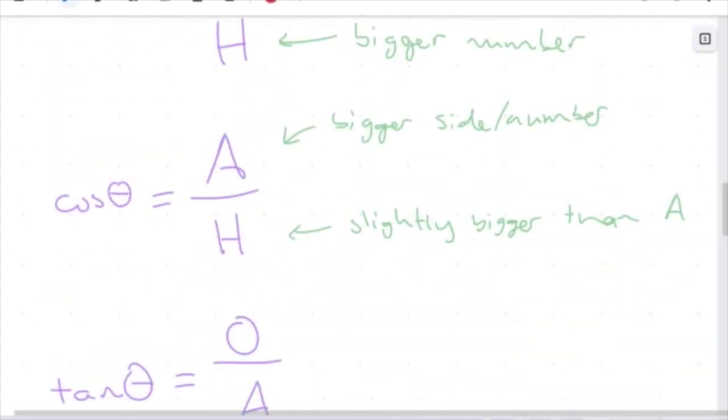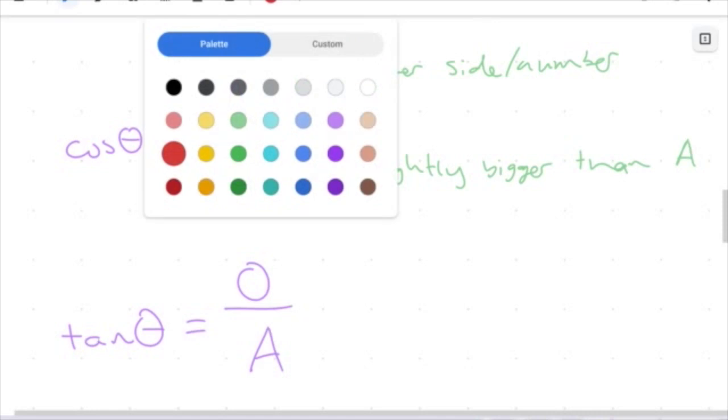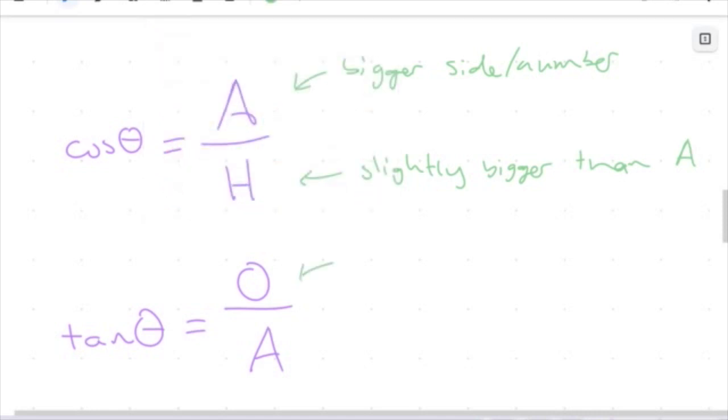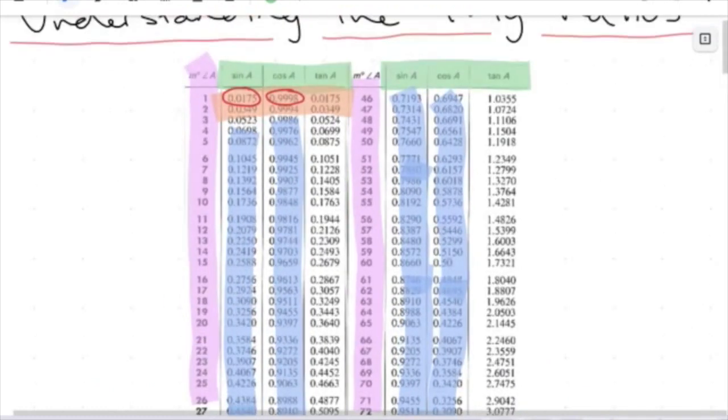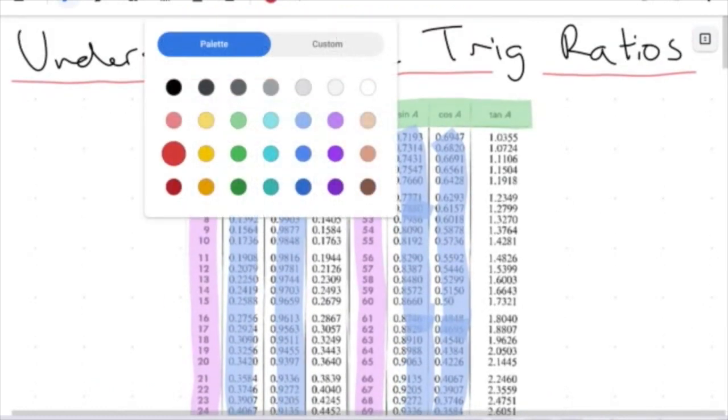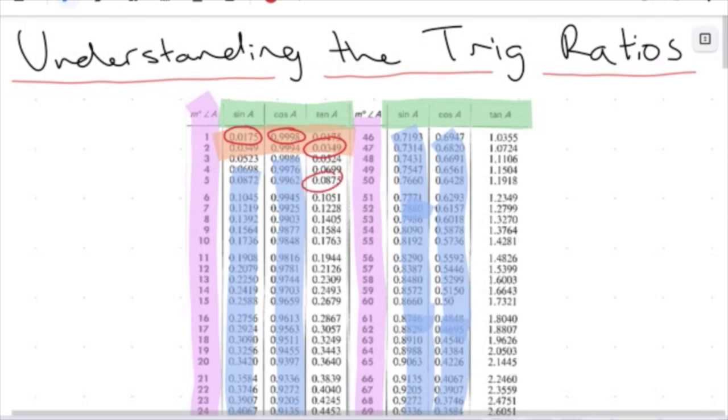Now I've written this here. My tan theta links my opposite over my adjacent. So we have a pretty small number over a bigger side relative to the opposite. So when we compare these, we would expect a pretty small decimal. And as we see for all of these smaller angles, we're always getting these quite small decimals. Because trigonometry at this stage is all about understanding the ratios, and these change for different angle sizes.